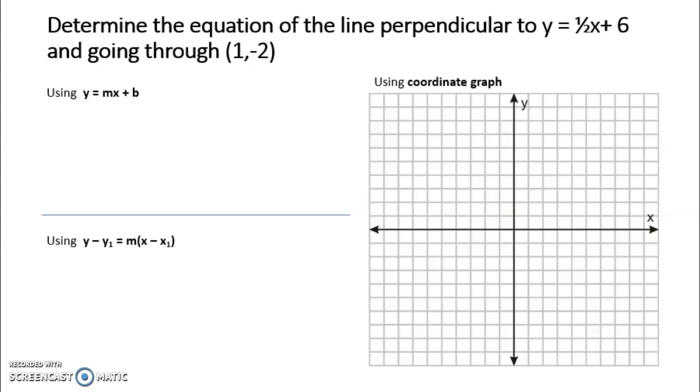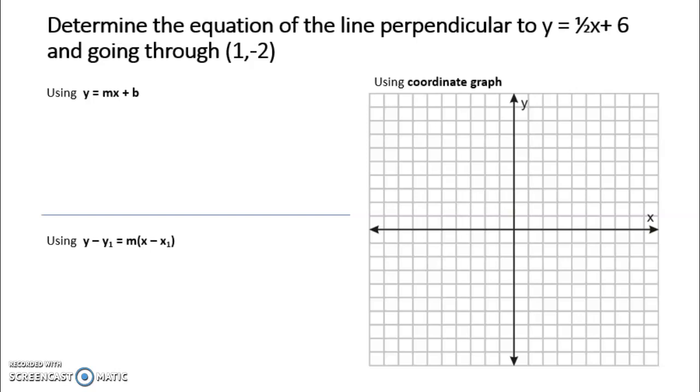So here we go. Determine the equation of a line perpendicular to y equals 1/2 x plus 6, going through the point (1, -2). I'm going to show you 3 ways, and I just want you to be really comfortable with one of these ways, okay? So pick whichever way you like best.